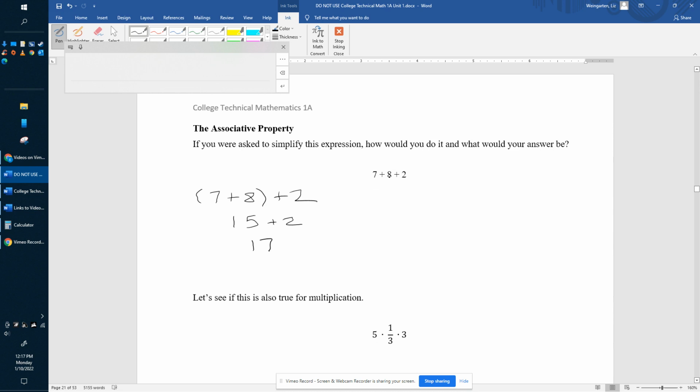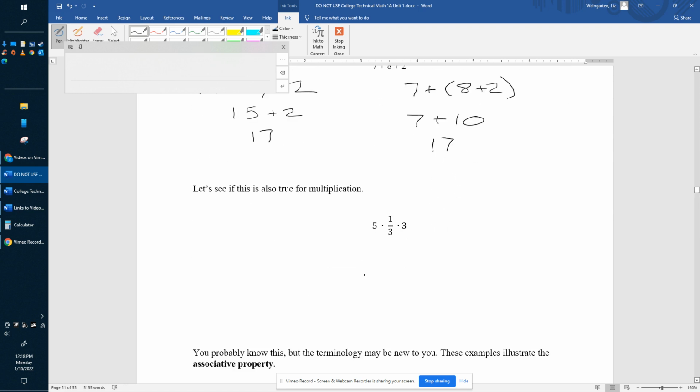Now, let's say we want to add the 8 and 2 first so that we get a nice 10 number. I like 10. So we're going to take 7, and we're going to add the 8 plus 2 first. 7 plus 10, and that still gives us 17.